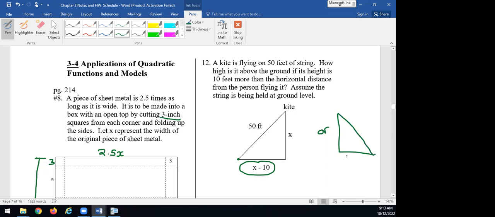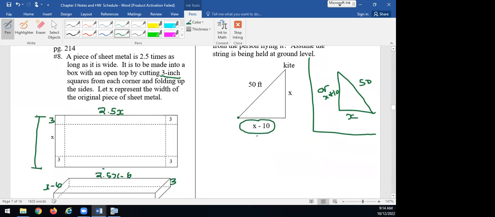Right, so let's say you let the horizontal distance be x, and this is 50. Then the height in that case would be x plus 10. Does that make sense? Because the height is 10 more. So this is another way you could do it. But you'd have to remember when you solve for x, that's not the height. To get the height, you will need to add the 10 to it. So either way you could use to solve it.